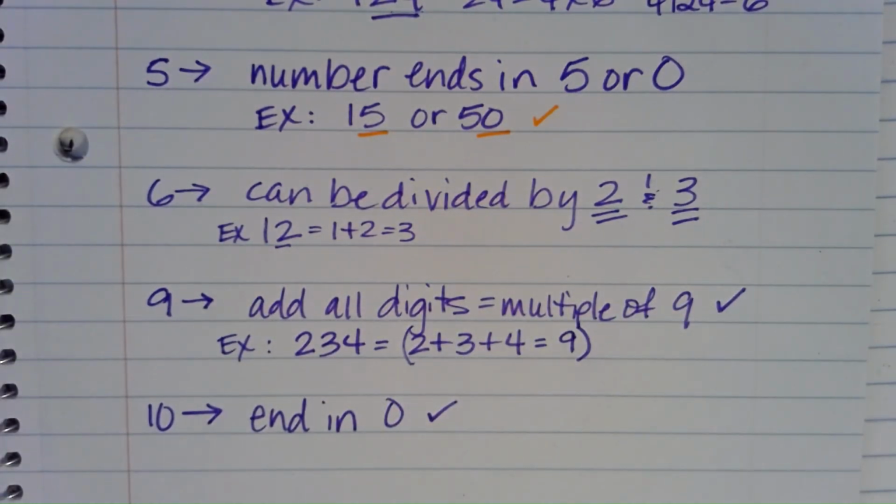All right. So, if a number ends in 0, it can be divided by 10 evenly. Doesn't matter how big it is. 10 will go into it and divide into it evenly. Okay?